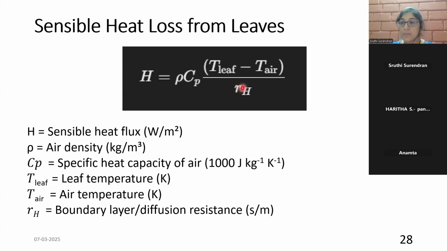and inversely proportional to the boundary layer resistance, or directly proportional to the boundary layer conductance. We know that resistance is equal to the reciprocal of conductance, but here it is inversely proportional to the resistance of the boundary layer. So let's look into what that is in terms of sensible heat loss for leaves.